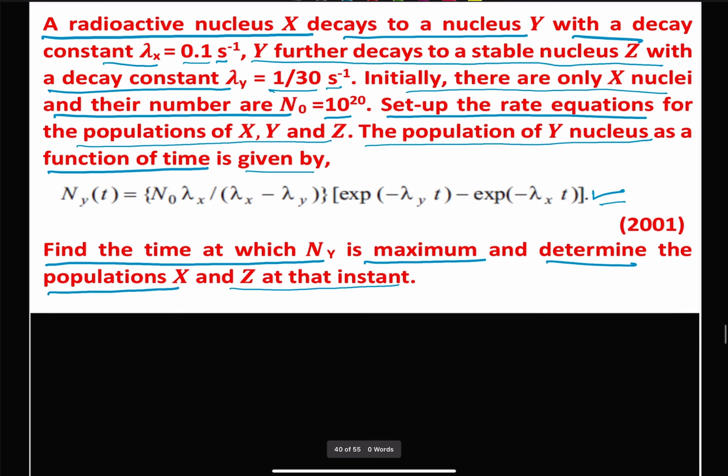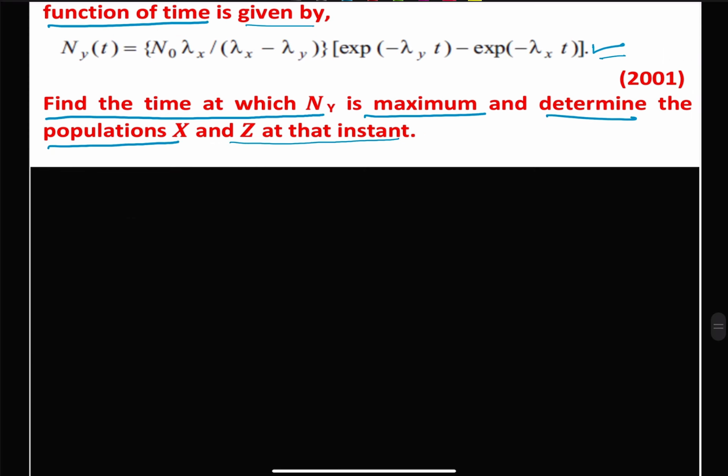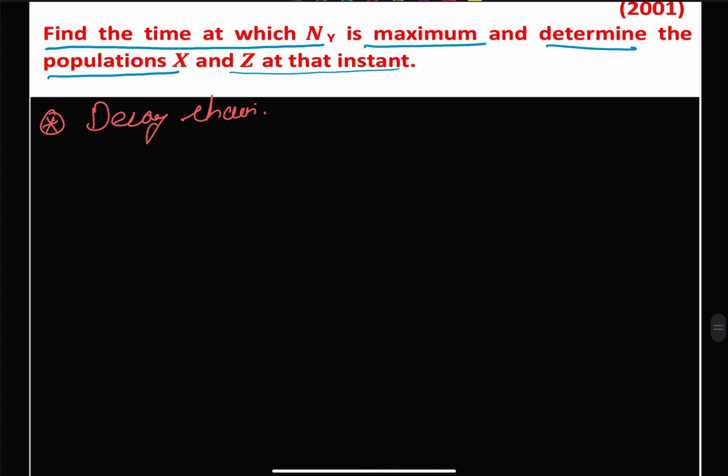So we are given that initial is our X, intermediate is Y and final is our Z. So this is basically a decay chain. So we can write the decay chain as: it starts with X, the intermediate is Y, and from Y it is going to give us a Z, and this Z is stable, so it is not going to decay further or contribute to the decay part.